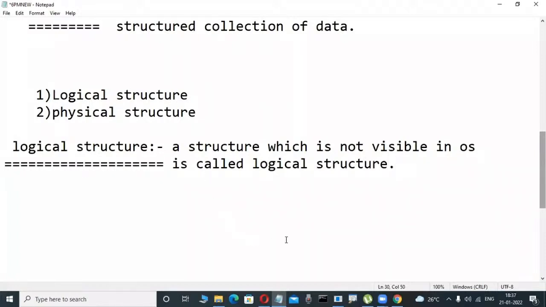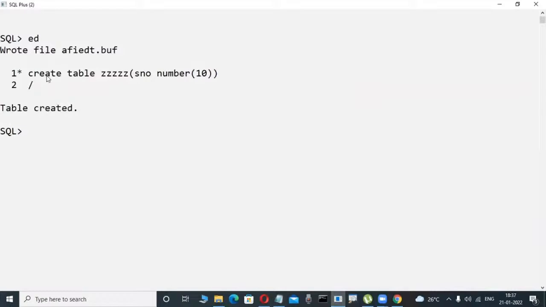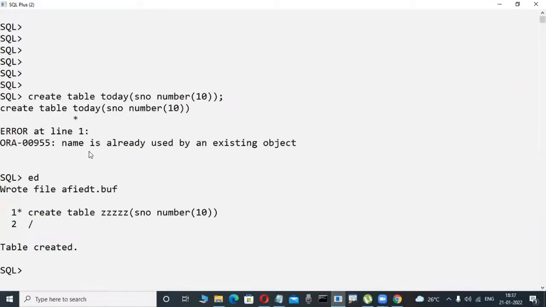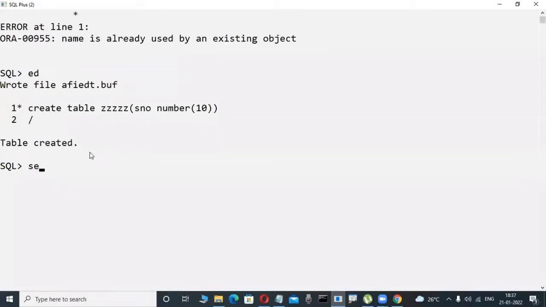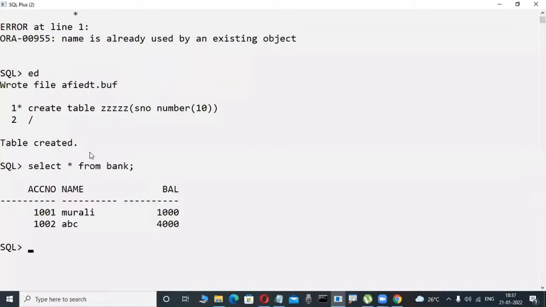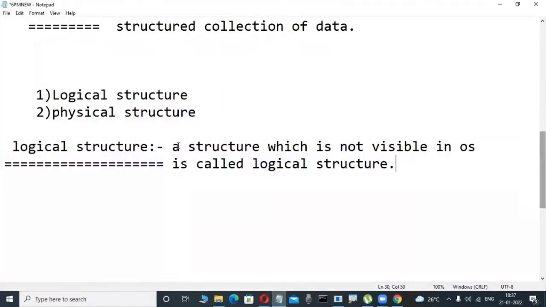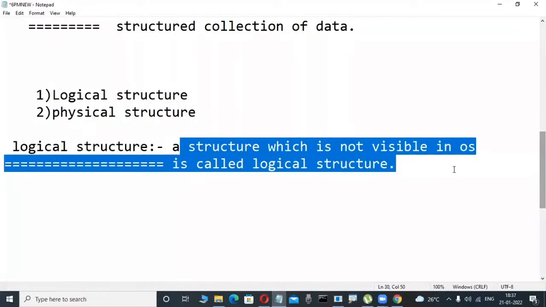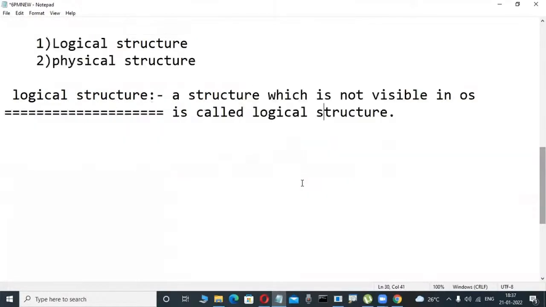That's why when you create a table, we are unable to view it in the C drive, D drive like that. But where is it visible? Yes, in a database. This is a database only, don't worry. In this database only, it is visible. So those tables are visible in the database, and not visible in your C drive, D drive like that. That's why a structure which is not visible in the operating system is called a logical structure.